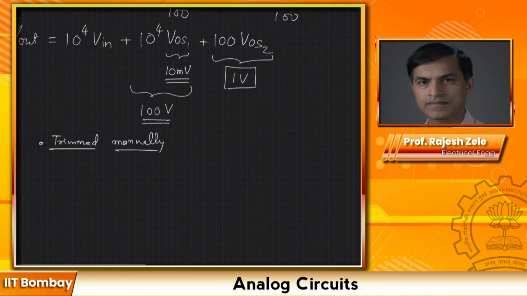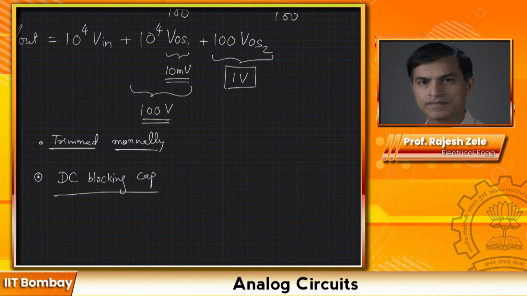The second thing, as designers, what we like to do is we like to use capacitors to our advantage. So if you use a capacitor, and we like to call that DC blocking cap. So if you use a DC blocking capacitor, then the DC offset from each amplifier will not propagate further. Okay.